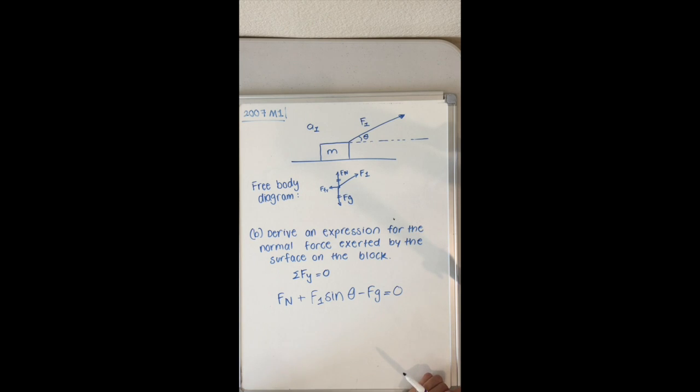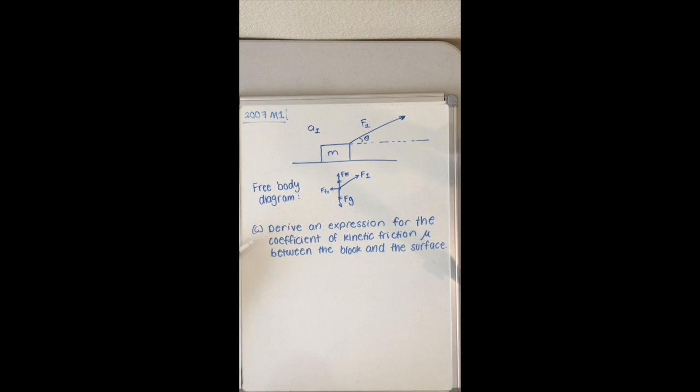Okay, now we can rearrange this equation to solve for Fn. So we have Fn equals Fg minus F1 sine theta. Now we know that Fg is equal to mg, mass times gravity. So Fn equals mg minus F1 sine theta. And this is the answer. That is Fn.